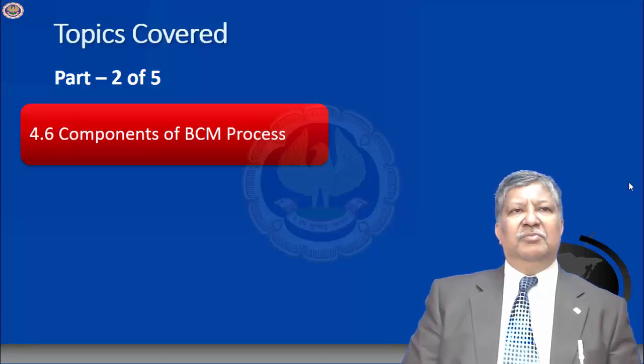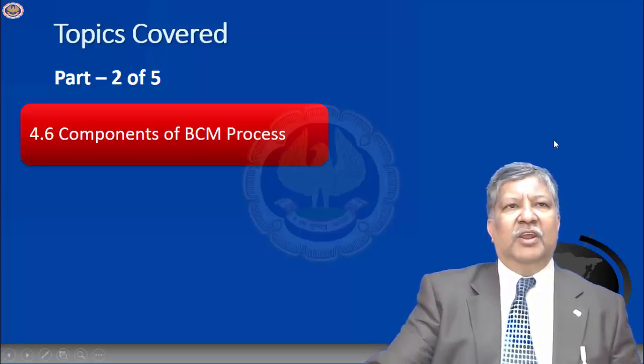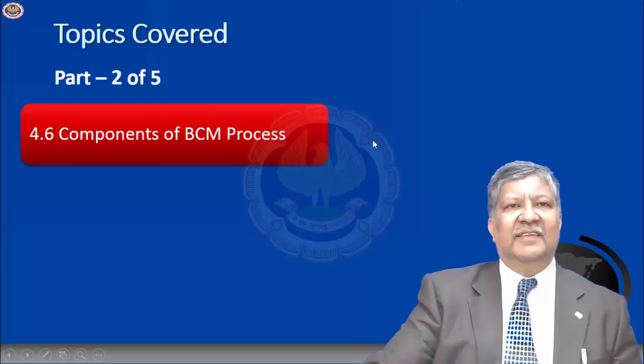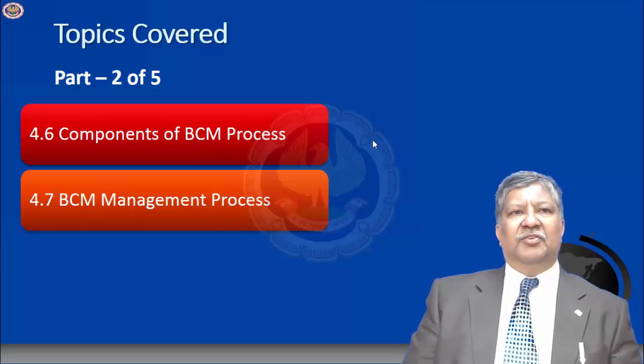Now you'll find there could be a lot of similarities between the components and the key phases, but you need to understand one important distinction. When you look at the components, you're looking at the layers and the different aspects of the business continuity management process. When you look at the phases, you're talking about how you implement business continuity in terms of the phases involved, phase 1 to 8. This is what we discussed.